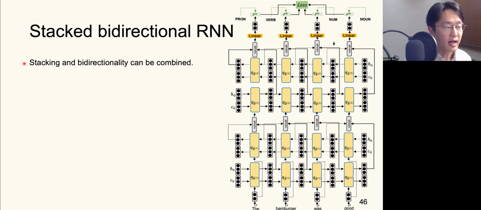And finally, stacking and bidirectionality can be combined. So really, if you're going to use an LSTM RNN, you should be using a stacked bidirectional RNN, and you should start out with a depth count of 2, and then increase the depth count 1 at a time to tune the depth as a hyperparameter.